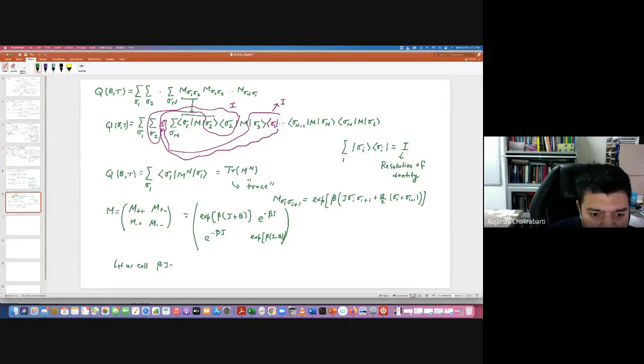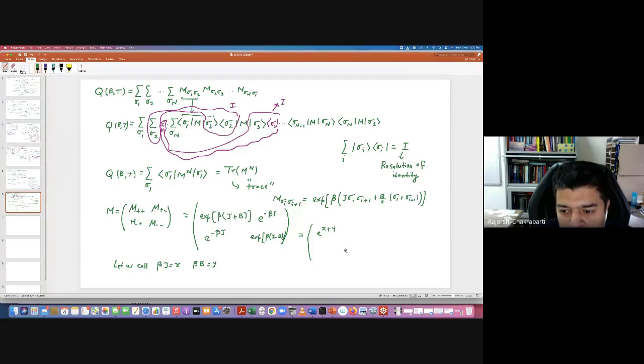Let us call beta J is x and beta into B is y. Then this matrix I can write simpler. It is going to be exponential of x plus y, exponential of x minus y, exponential of minus x, exponential of minus x. Okay, so far I hope this is fine.